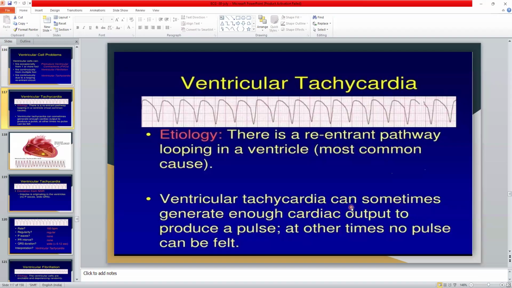This ventricular tachycardia sometimes can generate enough cardiac output to produce a pulse. But most of the time in patients presenting with ventricular tachycardia, you cannot feel the pulse because the multiple contractions of the ventricles are not able to pump the blood sufficiently.